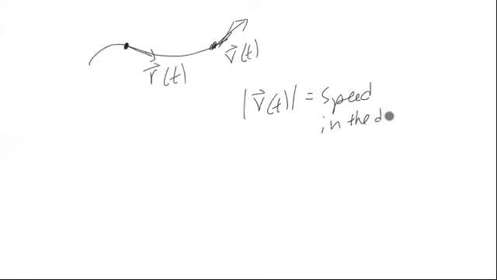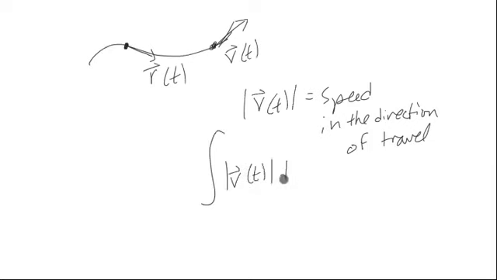So if you want to know your position relative to how far you've traveled, all you need to do is integrate the speed in that direction of travel. So we just take the integral of the speed in the direction of travel, and that, thinking of t as time, but really you always can do that no matter the parameterization.